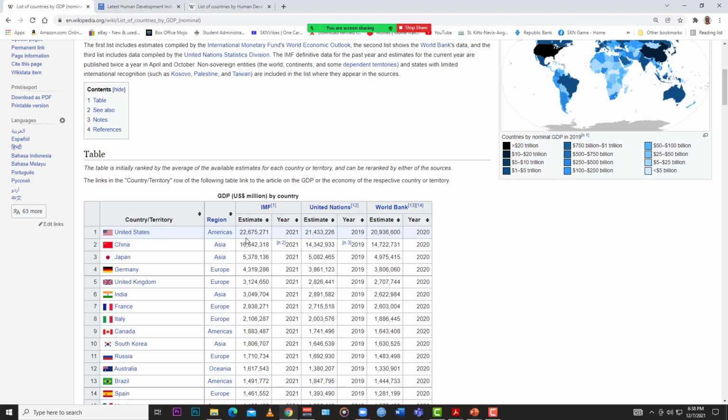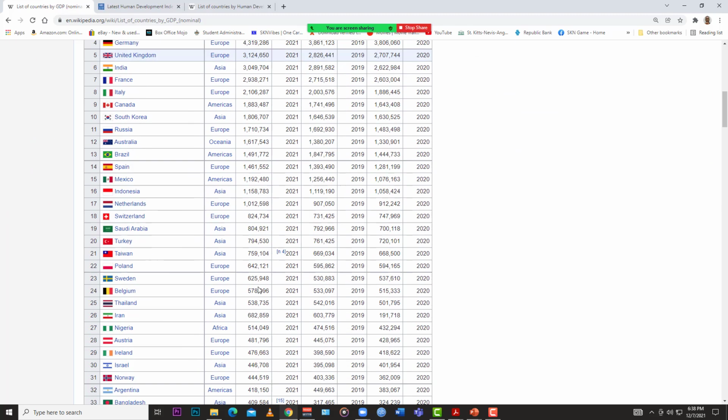$22 trillion here. So imagine America produces goods and services valued at over $20 trillion in a year. I can't even wrap my mind around billion, much less trillion, right? China, same thing, 16 trillion. Japan, 5, and we work our way down.